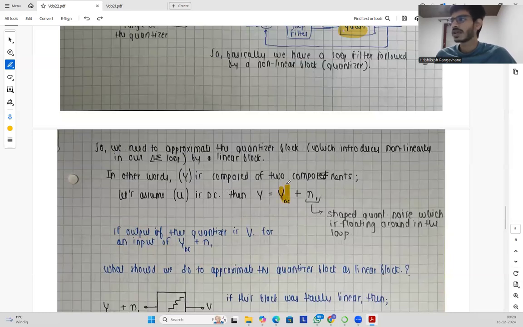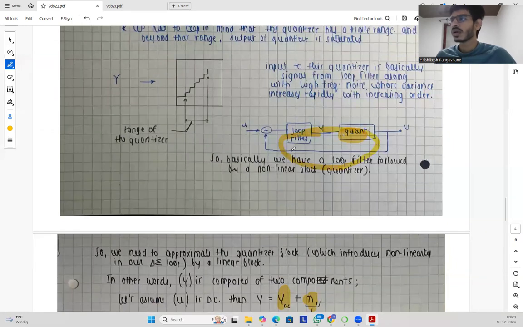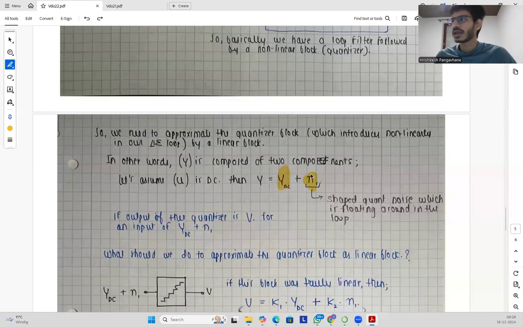So one is YDC coming from the DC input, and the other one is a shaped quantized noise which is floating around the whole loop. But the noise is shaped because we are using the loop architecture. So we have a noise shaping phenomenon. So at Y, we do have YDC, but along with that, we have a noise which is shaped. Let's call it N1.